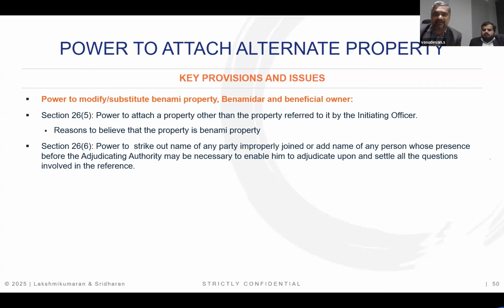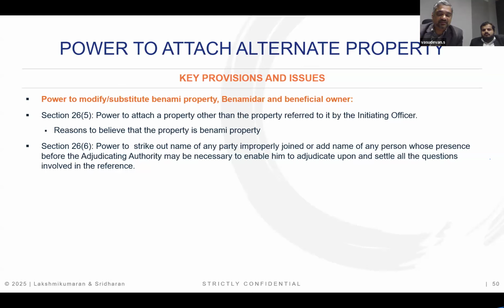So it's like completely changing the underlying reference, and they are making a request to the adjudicating authority to completely make a new case. Now that is where a very interesting point comes: whether the powers under 26.5 and 26.6 can be read so widely to mean that the adjudicating authority, instead of playing the role of an adjudicator, will now wear the hat of an investigator, wear the hat of an initiating officer, and come up with a completely new reference. They are completely changing the underlying reference.